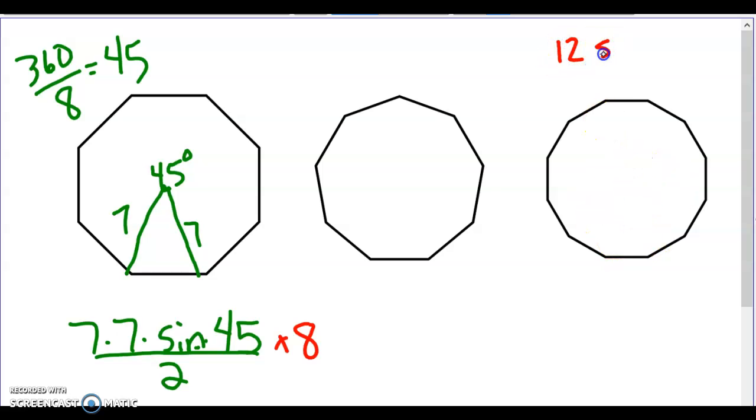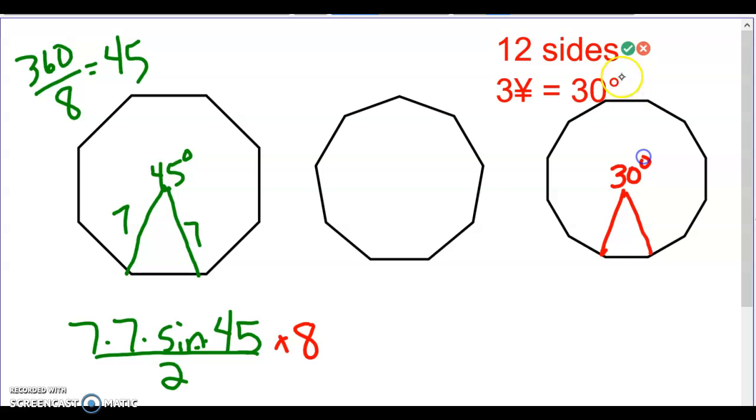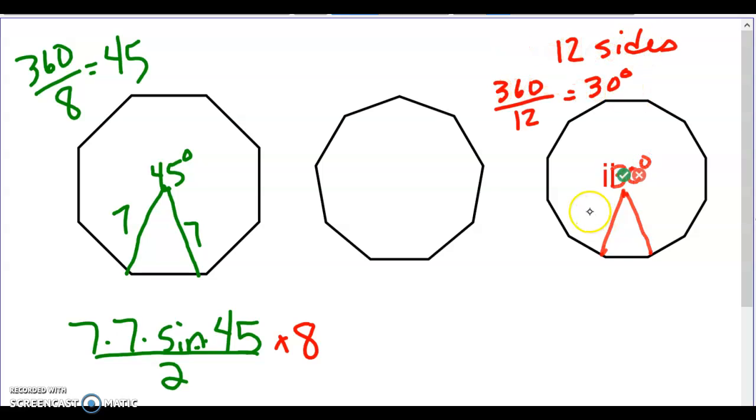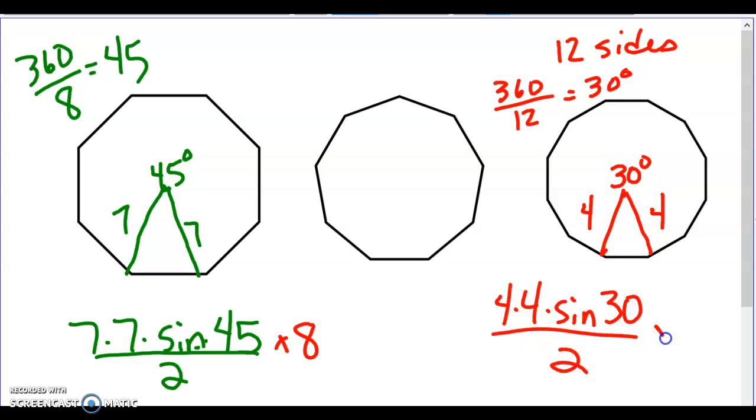This one over here is 12, so 12 sides. So 360 divided by 12. Each of my central angles would be 30 degrees. So if my radius is a 4, the area of that entire 12-sided polygon would be 4 times 4 times sine 30 divided by 2. Then there are 12 of those little triangles, so times 12. That would be the area of that polygon. So this formula is super easy if you know the radius.